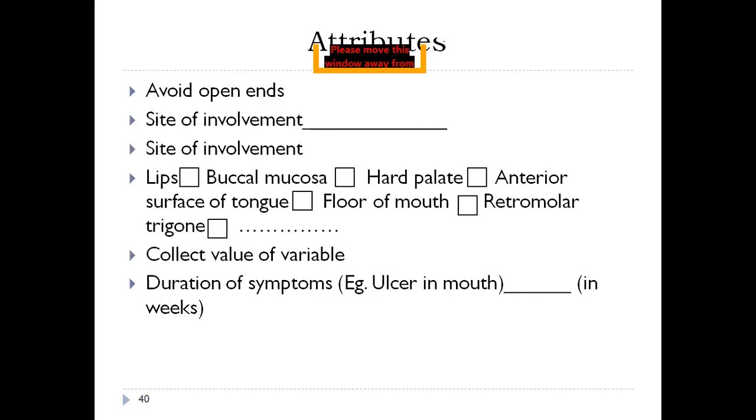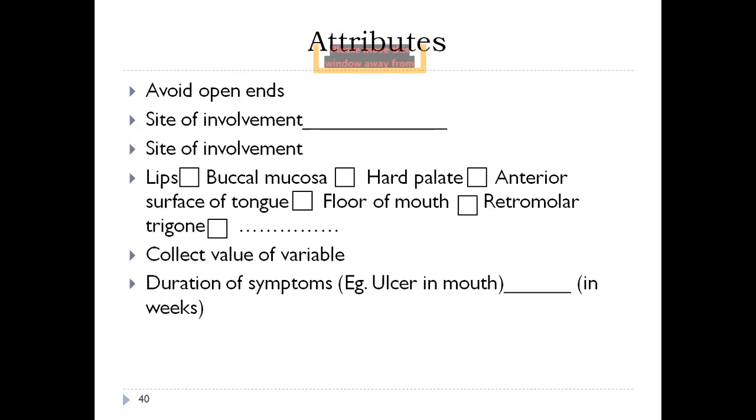We should avoid open ends. Suppose we are studying the site of involvement of oral cancer. So you can't leave it open, site of involvement, and leave it a blank for somebody to fill in. So you should be specific, saying whether it is lip, buccal mucosa, hard palate, anterior surface of the tongue, floor of the mouth, retromolar trigone, and so on and so forth.